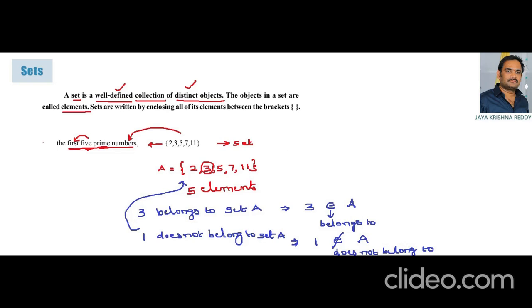And some more examples we can write for this set, like 6 and set A. Does the number 6 belong to set A or not? So number 6 does not belong to set A. And the number 7 and set name A, whether 7 exists in the set or not? Yes, so 7 belongs to set A. And the number 10 belongs to set A or not? So the number 10 does not exist in the set A. So 10 does not belong to A.